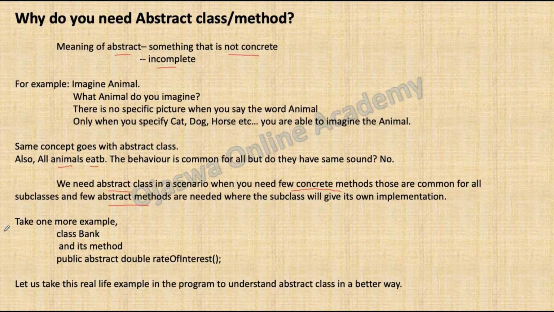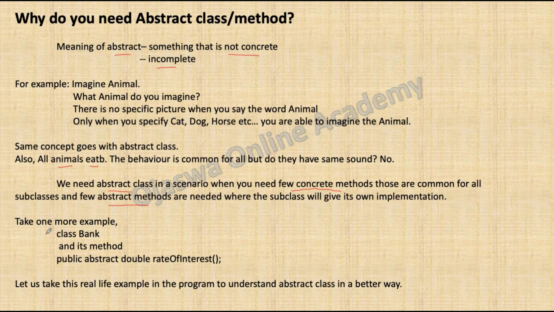For example, sound method in animal class, you are not clear about which animal. So you cannot specify what would be the sound. In this case, when you want subclass to implement the method, you should declare the method as abstract method. So there might be a scenario where you want few concrete methods in your class and few abstract methods in your class. In this case, you can declare your class as abstract class.